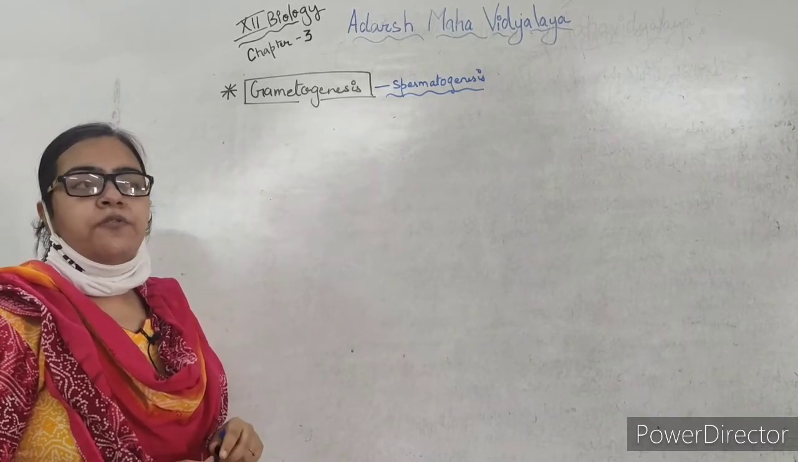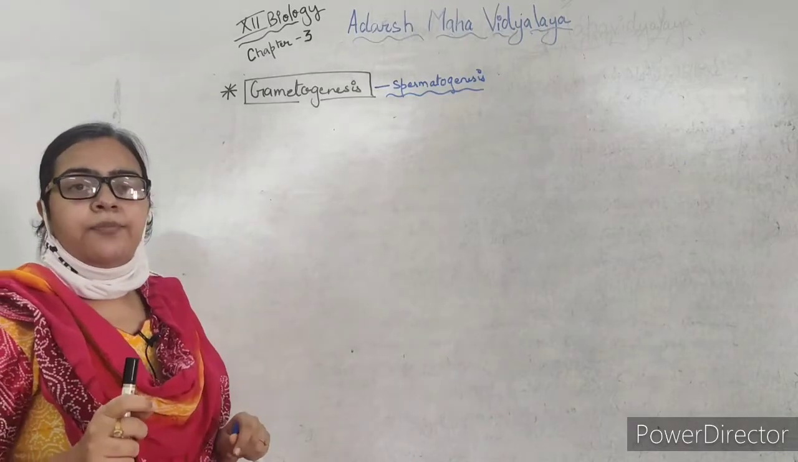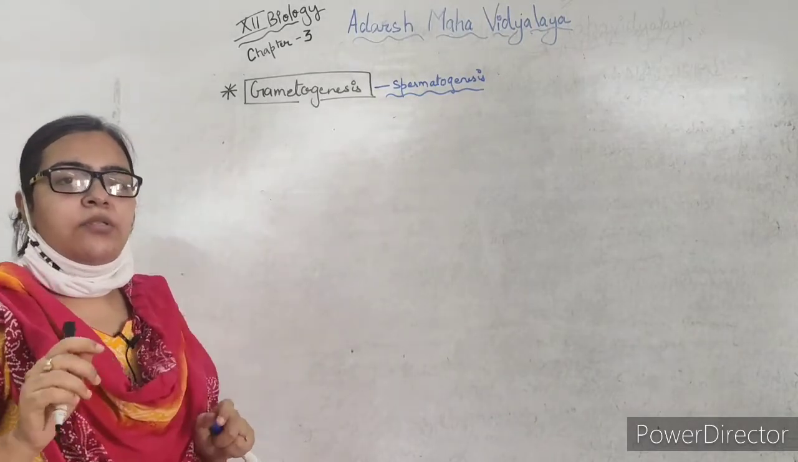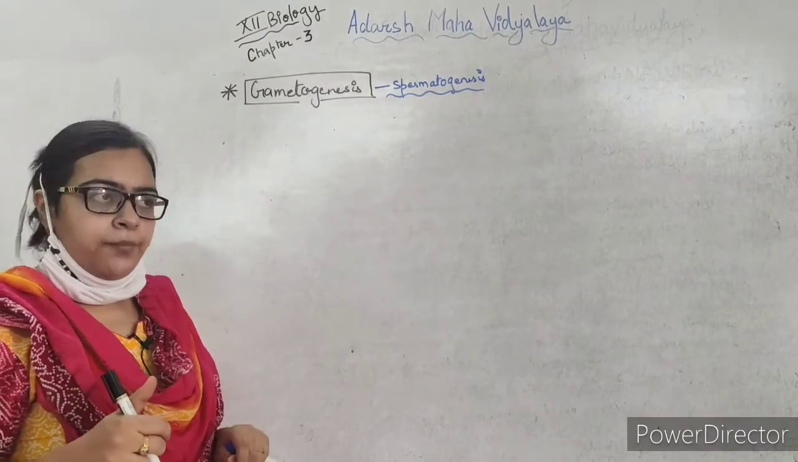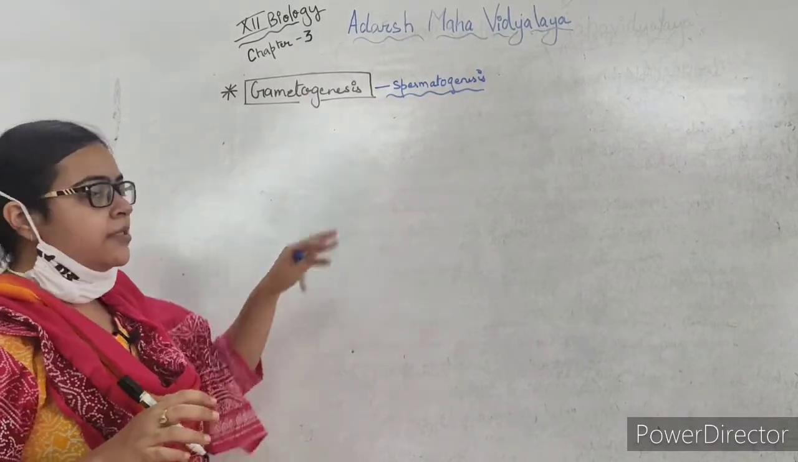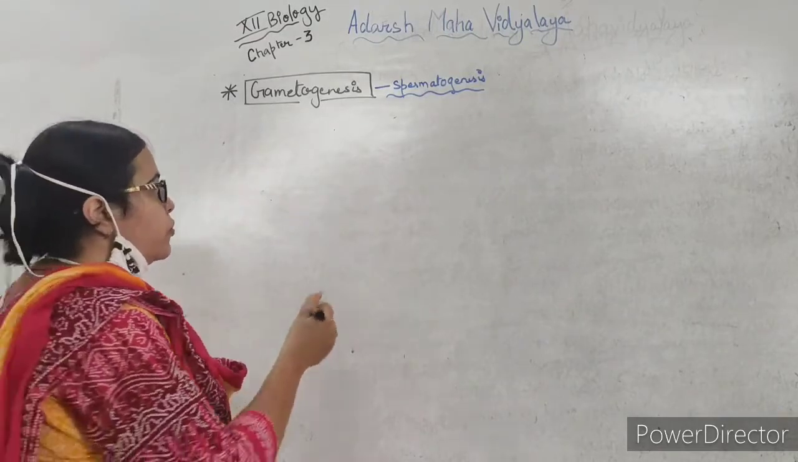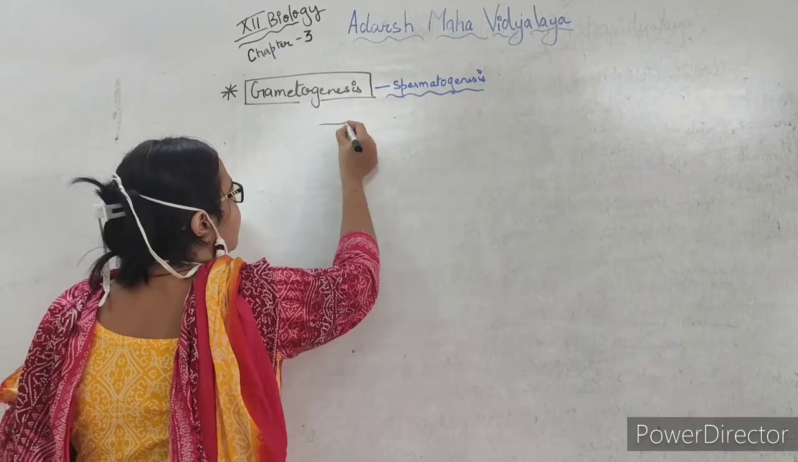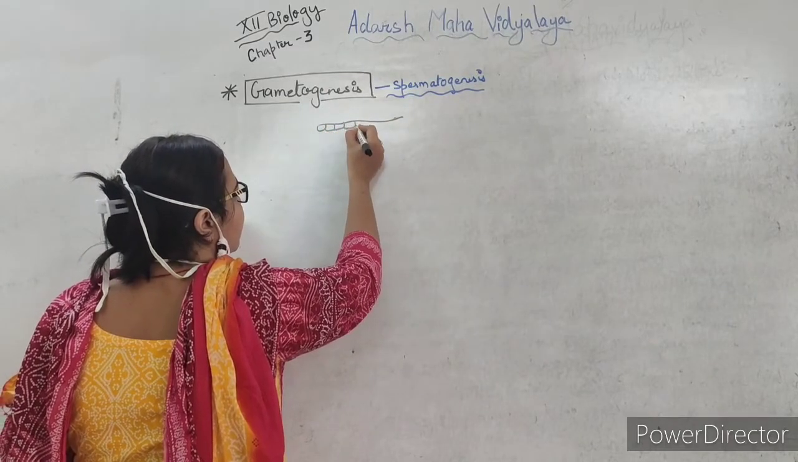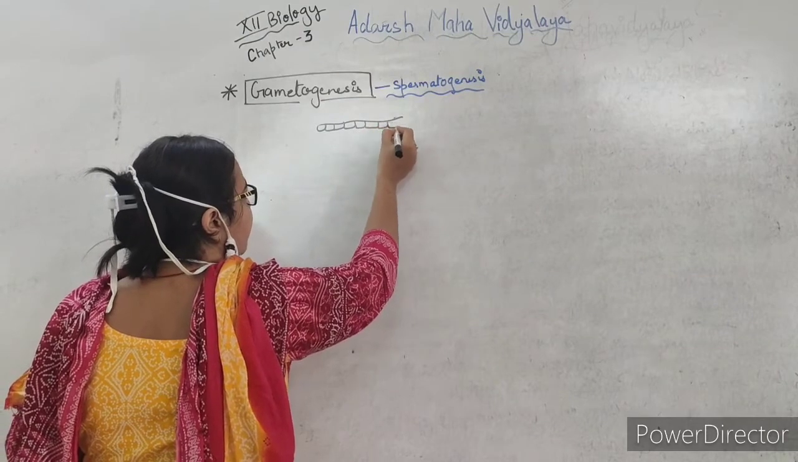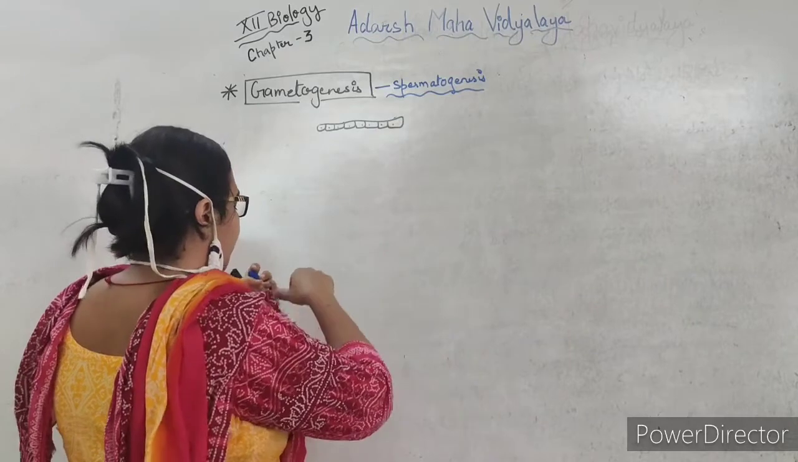So two types of cells were present in the seminiferous tubule. One was the germ layer, that is the germ cells, and the other was the Sertoli cell, which were required for the nourishment of the developing sperm. Now in spermatogenesis we are only concerned about the germ cell. So suppose this is the germinal epithelium or the germ cell.